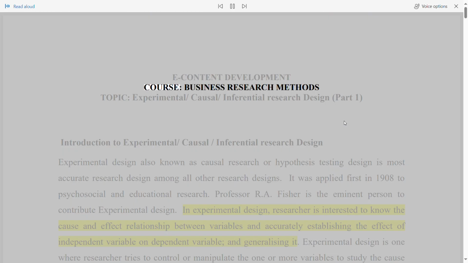E-Content Development Course, Business Research Methods Topic, Experimental Causal Inferential Research Design, Part 1. Introduction to Experimental Causal Inferential Research Design.